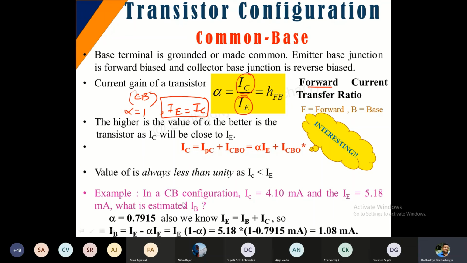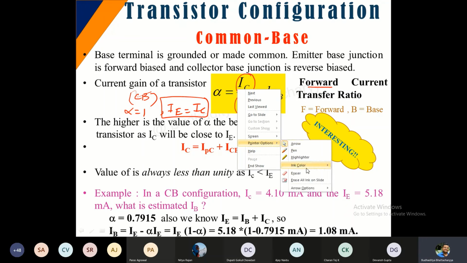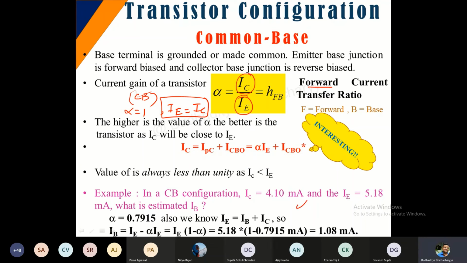Calculate the base current IB. So if you observe carefully, in this case we can easily find alpha. Why? Because we can take the ratio. We can take the ratio of alpha as IC by IE. That means IC is 4.10 divided by 5.18 milliamps. Now, if you go about it, you will get the alpha value of 0.715.